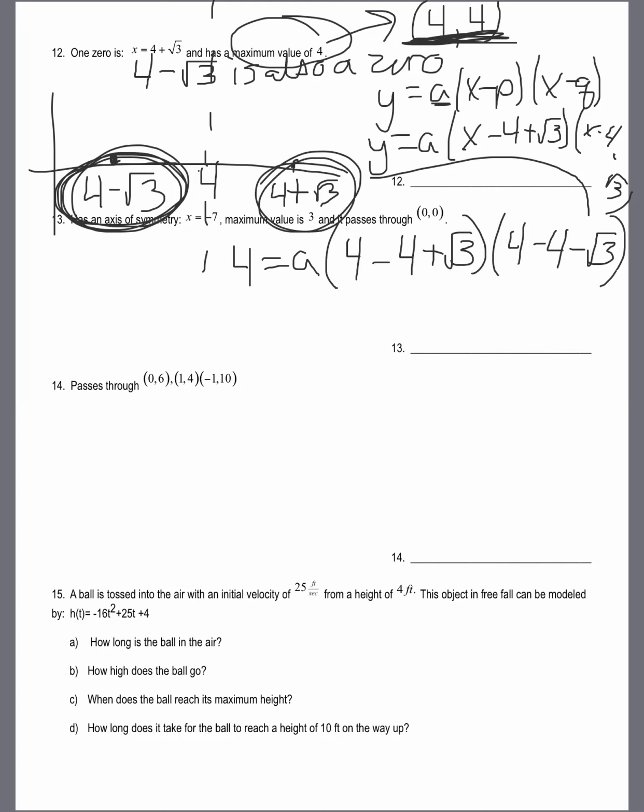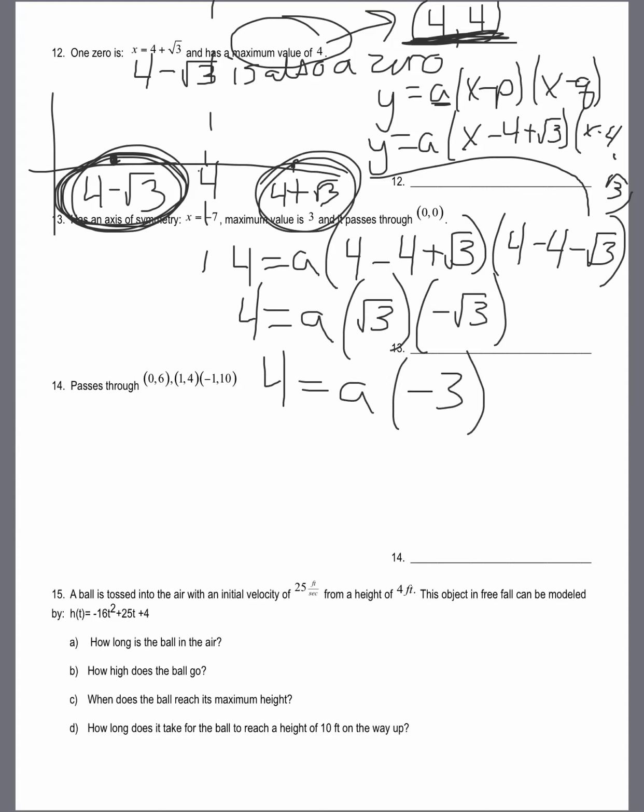Okay, now if I simplify all this, it's going to come out a little bit cleaner. Let's look at this first parenthesis. 4 minus 4 is just 0 plus root 3. So that just leaves me with a root 3 in there. And then my second parenthesis, 4 minus 4 again just goes away, and I'm left with a negative root 3. So positive root 3 times a negative root 3 means that I'm just getting negative 3 right there, right? Because the roots are going to cancel out. And then I can just divide both sides by a negative 3. So now I have a. It's a negative 4/3.